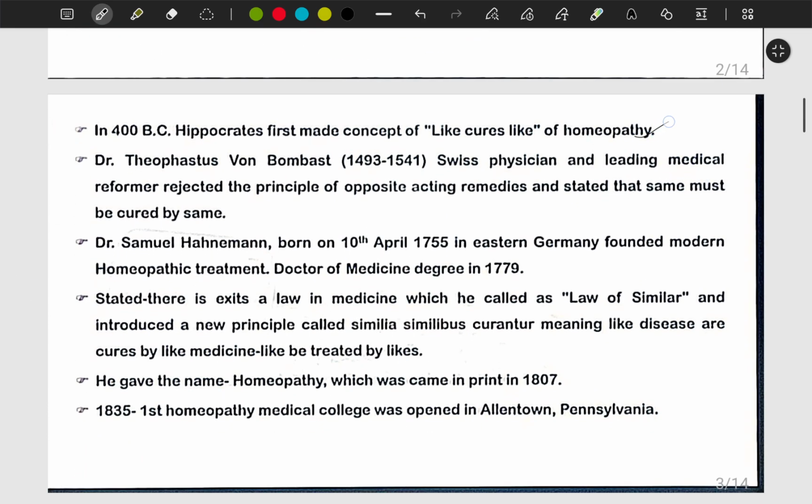Hippocrates described a situation leading to the remedies: the principle of opposite-acting remedies, and stated that the same must be cured by the same.